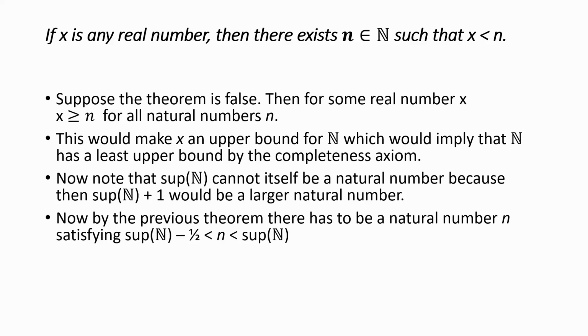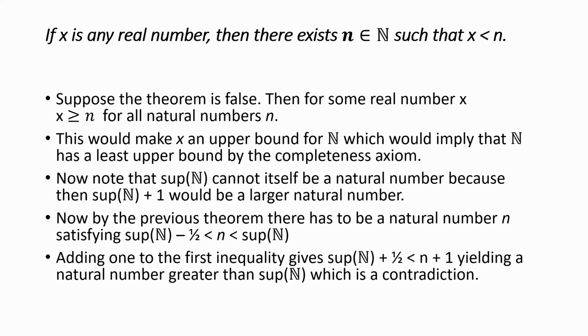Okay, so what? Oh, now we add 1 to that first inequality, which gives us sup of N plus 1/2 is less than n plus 1. But that makes n plus 1 a natural number greater than sup of N, and that's your contradiction. So this was pretty fast, but feel free to watch the video several times, and please ask about things that still seem hazy to you. Have a great day.